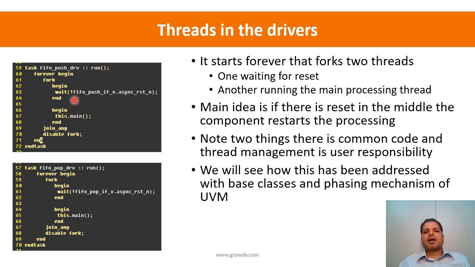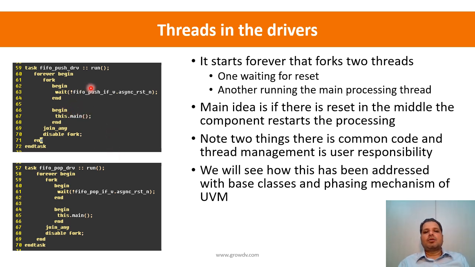In one of the threads we are waiting for any asynchronous reset, and in the other one we are calling main. What happens in main you have already seen: we were doing peek, process, and get steps. From the mailbox we were peeking the transaction and driving it out on either the push or pop interface, and then we were doing a get from the mailbox to ungate the generator to generate the next transaction. That is what we were doing in the main.